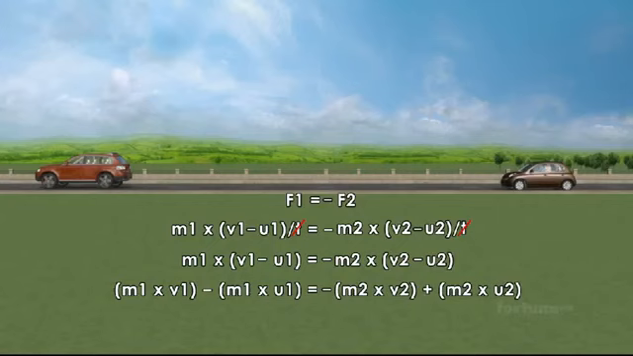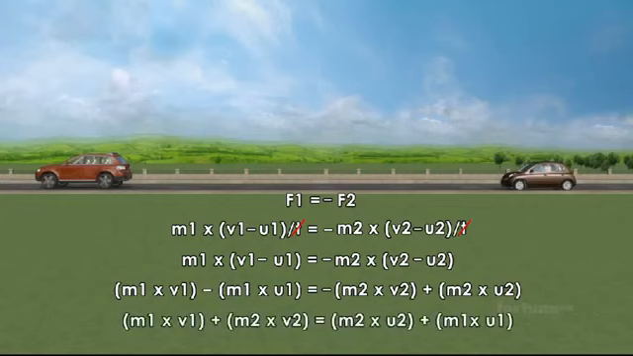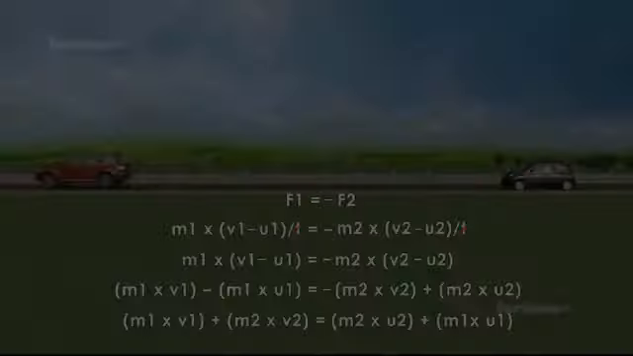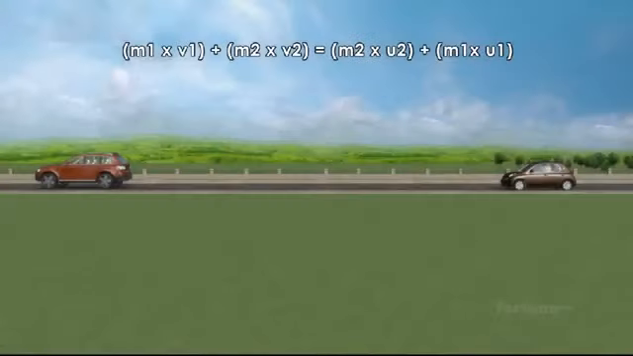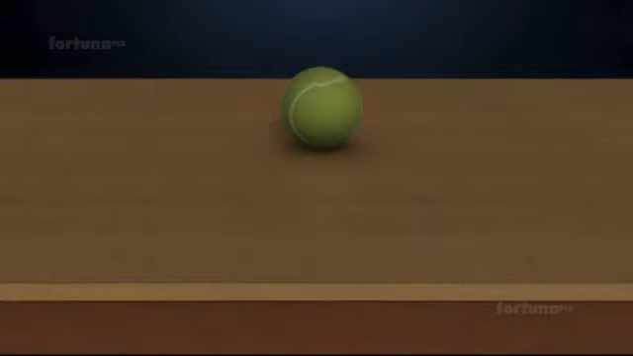And it can be written as m1 into v1 plus m2 into v2 is equal to m2 into u2 plus m1 into u1. From this equation, we can see the total momentum for both cars before and after the collision did not change but was conserved, thereby proving the law of conservation of momentum.